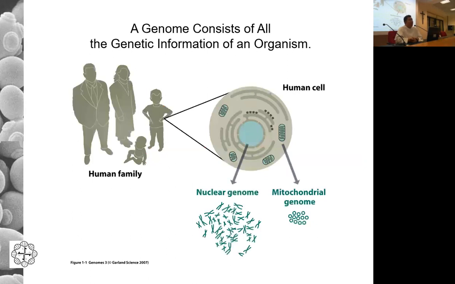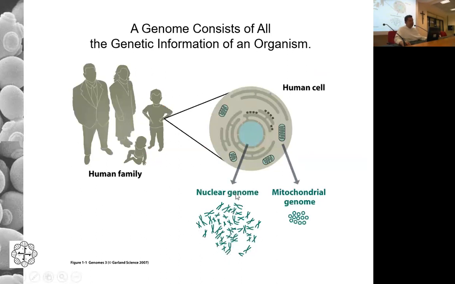The genome is all the genetic information of an organism. So here is a human family, and I take a human cell. The human genome can be divided into two parts. The primary part is the nuclear genome. The nuclear genome has about 20,000 genes. The mitochondrial genome, about 40. Sorry, yes, 40. Both of these are DNA.